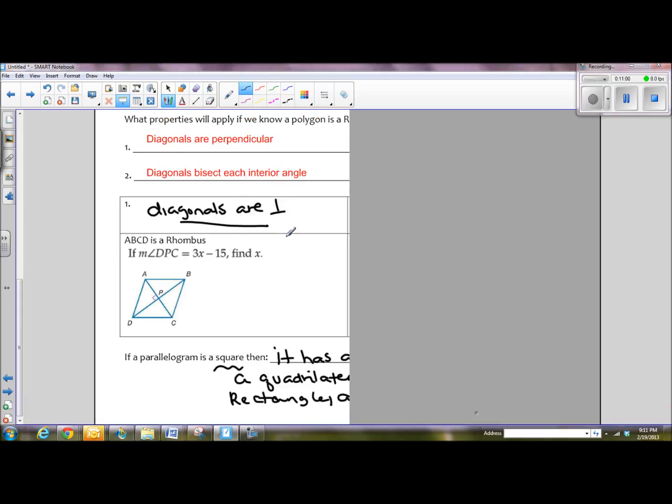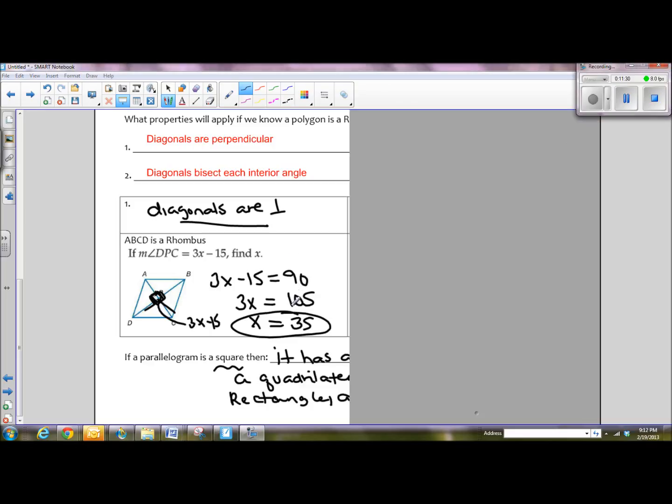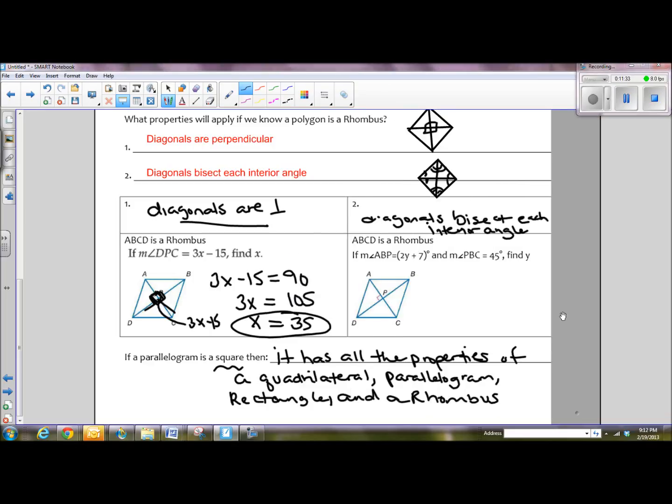So let's use the first property. Diagonals are perpendicular in a rhombus. ABCD is a rhombus. The measure of DPC, so here, is 3x minus 15. Well, if this is a rhombus, then all the angles intersected at the diagonals are 90 degrees. So this 3x minus 15 is 90 degrees. So in solving for x, I get 35.